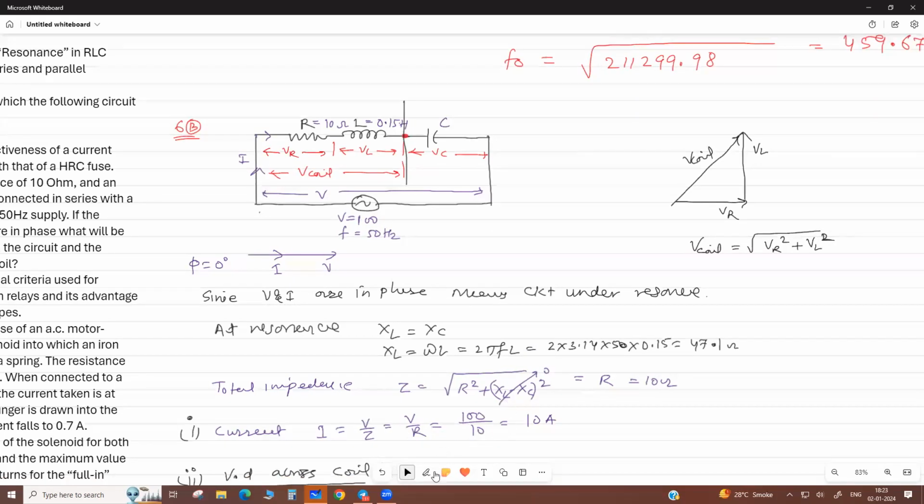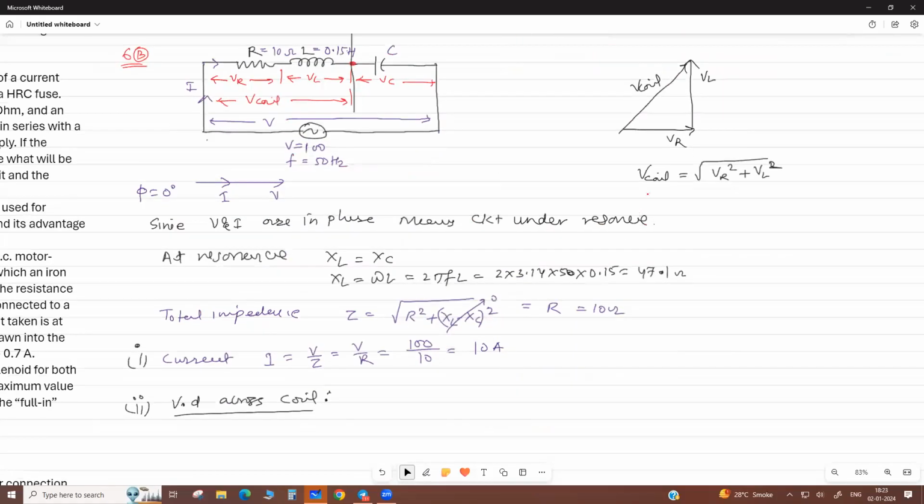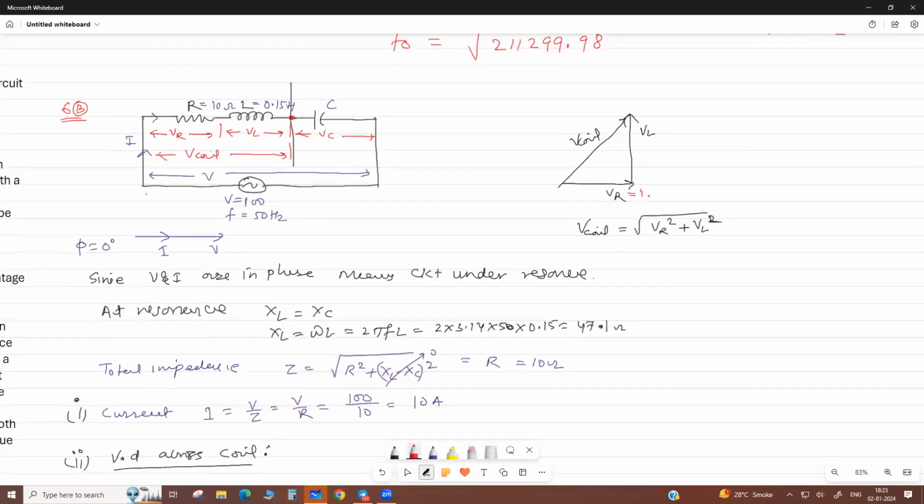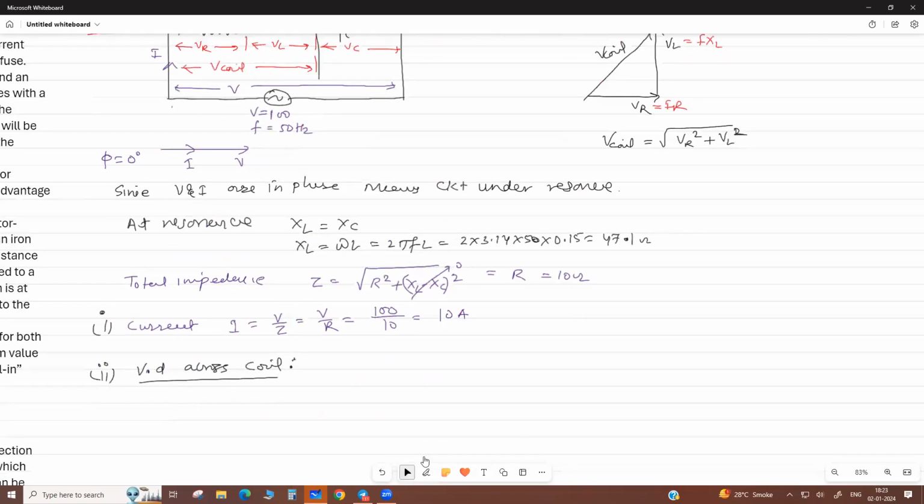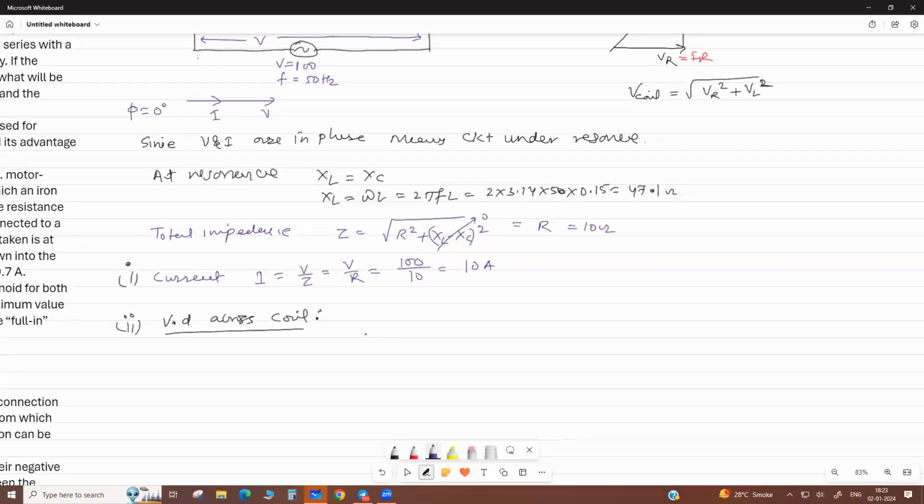Now VR is IR and VL is I XL. But now, another method: you can calculate the coil impedance. This is the coil impedance, not the total impedance of the circuit.